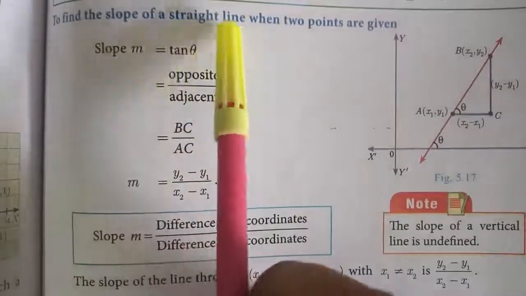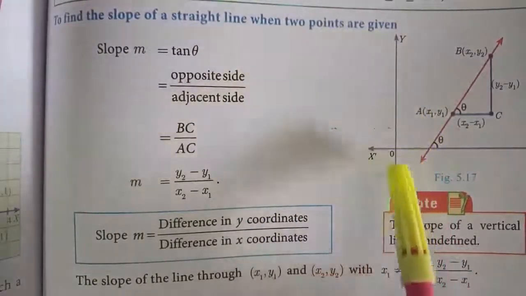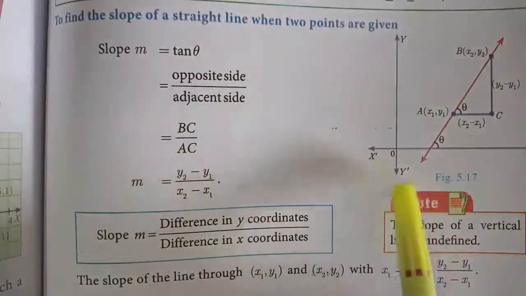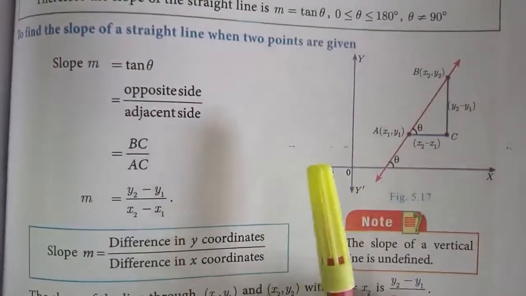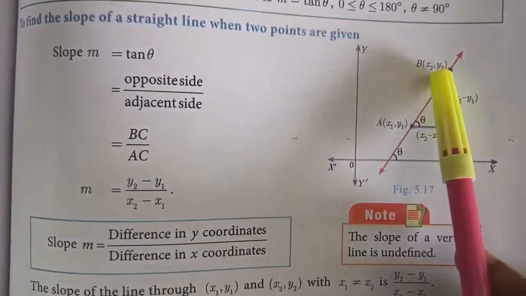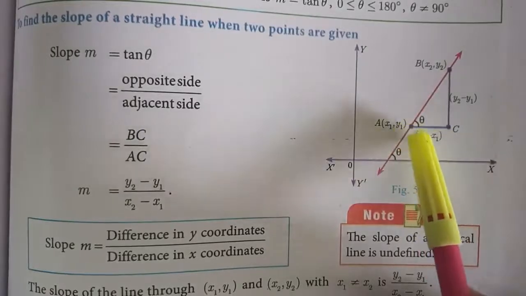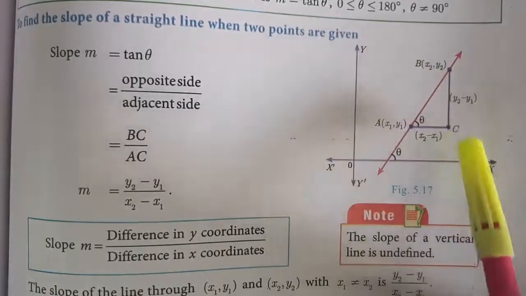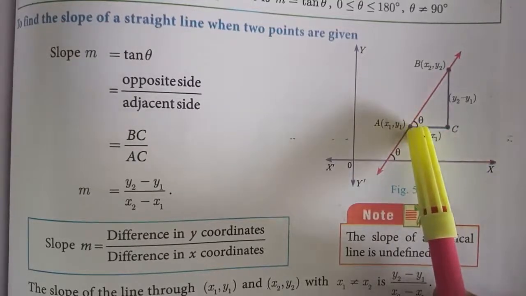To find the slope of a straight line when 2 points are given. For example, this is your graph, x, y, x dash, y dash, 0, and this is a straight line. In this you take 2 points A of x1, y1 and B of x2, y2. So theta is the angle of inclination. If you join this A and B, you get the point C. Then theta is the angle of inclination.